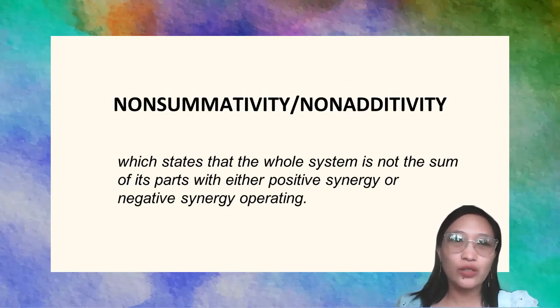The second principle is what we call non-summativity or non-additivity, which states that the whole system is not the sum of its parts, with either positive synergy or negative synergy operating. So non-summativity is also known as non-additivity. It is the principle that the whole system cannot be simply understood by summing up the individual parts or components in isolation. In other words, the behavior or properties of the system as a whole cannot be deduced or predicted by examining its individual components separately.